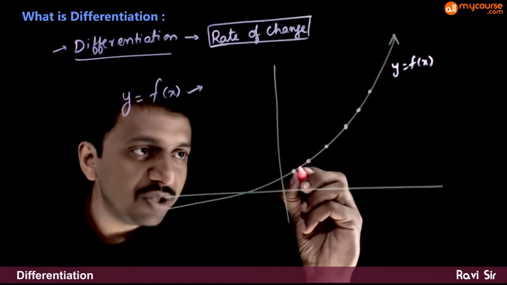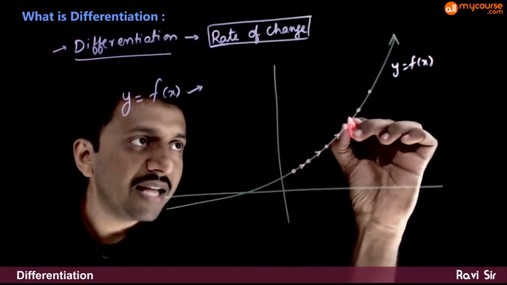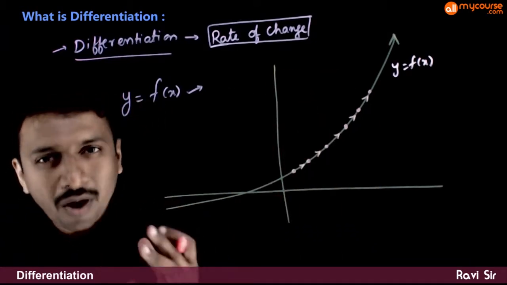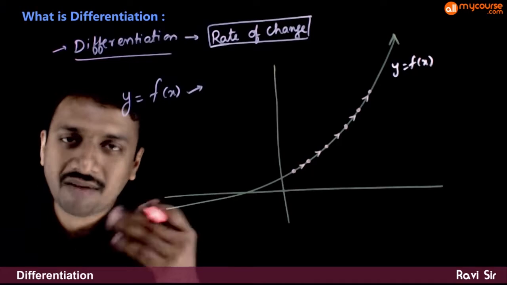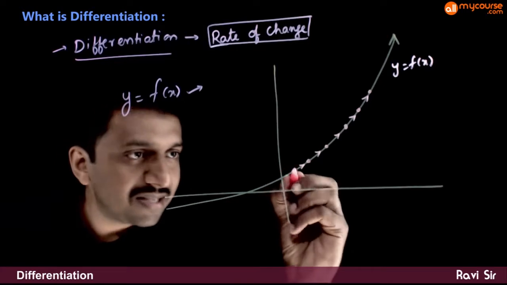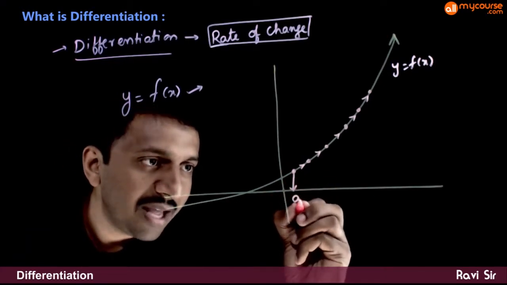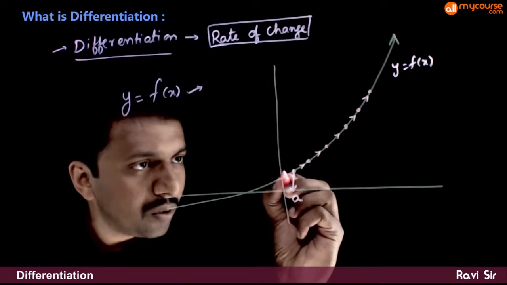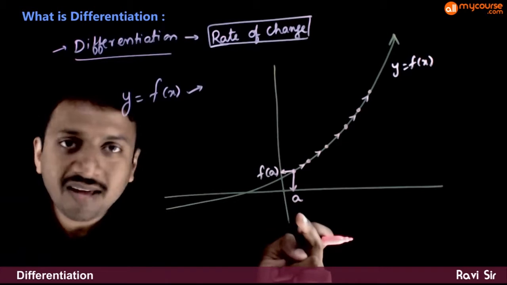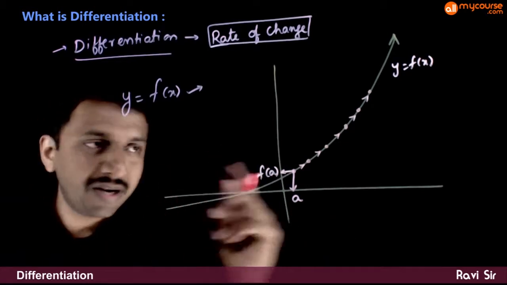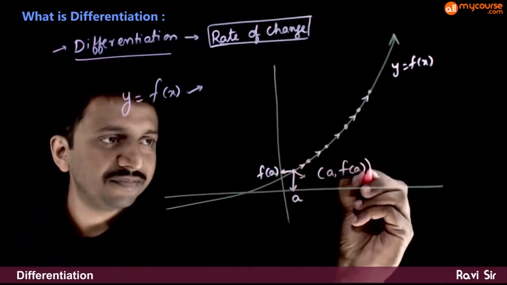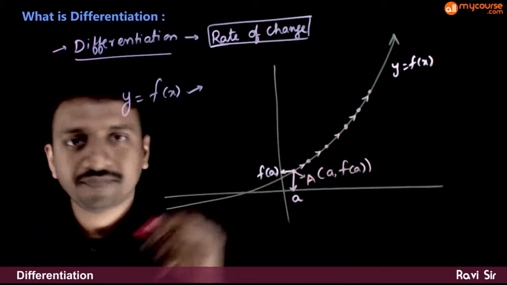So on this graph, as you move in this direction, you go through different points. A point means that you have an x coordinate and you have a y coordinate, right? Let us say that this point corresponds to x is equal to a. So this y value will correspond to f of a, right? That is a point. That means the coordinates of this point are a comma f of a. Let us call this point A.